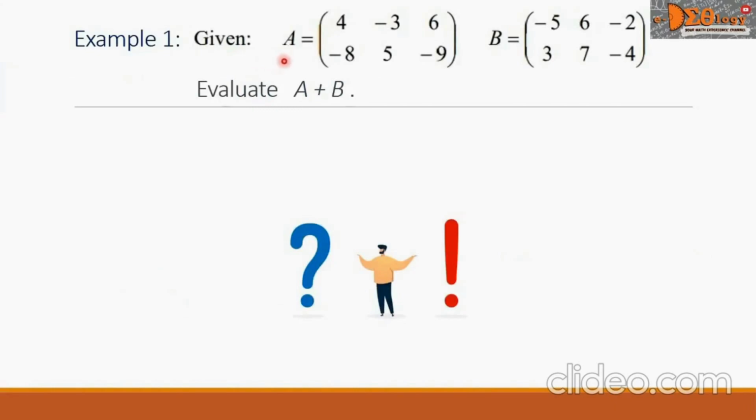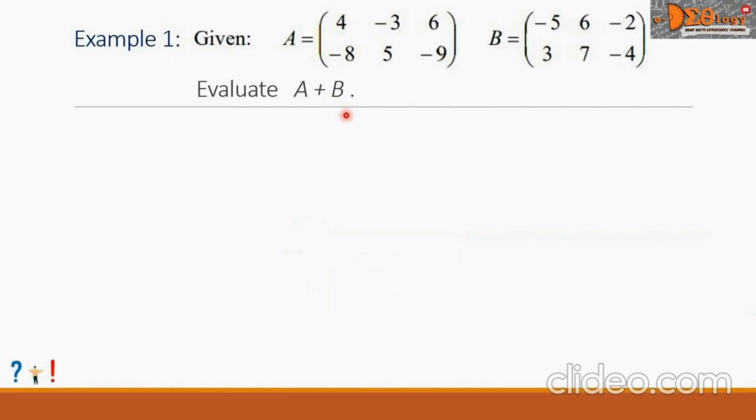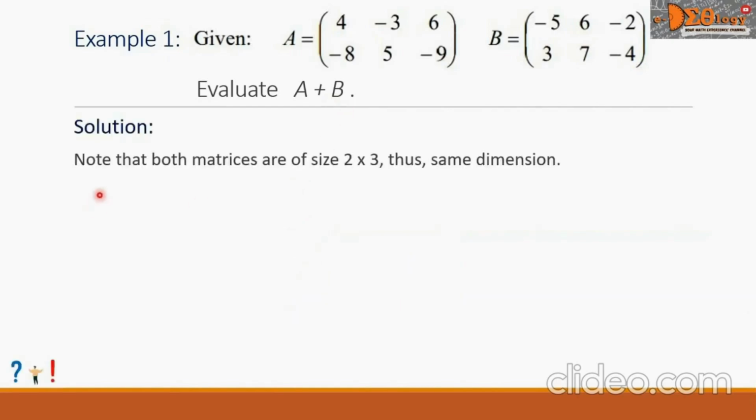Example 1. Given matrix A equals 4, negative 3, 6, negative 8, 5, negative 9, respectively. Matrix B equals negative 5, 6, negative 2, 3, 7, negative 4, respectively. Evaluate A plus B. We note that both matrices are of size 2 by 3, meaning 2 rows by 3 columns. Thus, they have the same dimension.